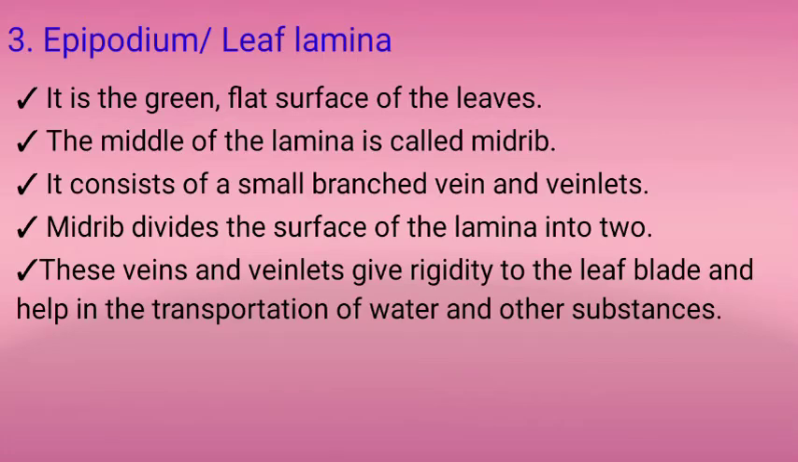The third one, epipodium or leaf lamina. It is the green, flat surface of the leaves. The middle of the leaf lamina is called midrib. It consists of small branched veins and veinlets. Midrib divides the surface of the lamina into two. These veins and veinlets give rigidity to the leaf blade and help in the transportation of water and other substances. Veins are the parts of leaf which contain vascular bundles.